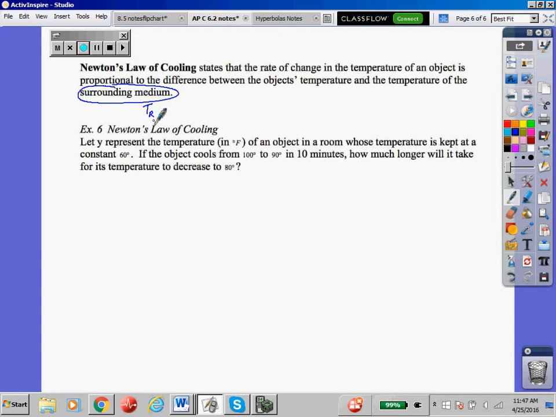And we're going to abbreviate that T sub R. We're going to call the object's temperature T. And the rate of change of temperature is dT, but we're going to use a capital T for temperature and a lowercase t for time, because you want to see the rate of change in the temperature over time. So if it's proportional to, that's dT/dt equals k times, and it's proportional to the difference between the object's temperature and the temperature in the room, or what they say, the surrounding medium.